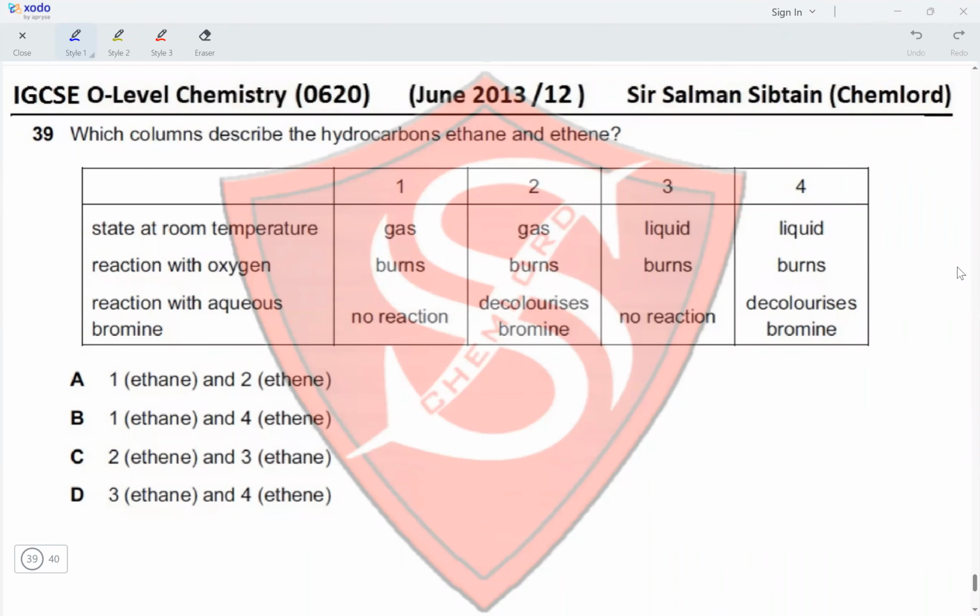Question 39. Which columns describe the hydrocarbons ethane and ethene? State at room temperature would be gas for both. So this eliminates 3 and 4. And reaction with oxygen, both of them will burn. Reaction with aqueous bromine, no reaction makes one ethane, and decolorizes bromine makes two ethene. So one is ethane, two is ethene.